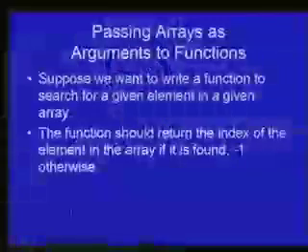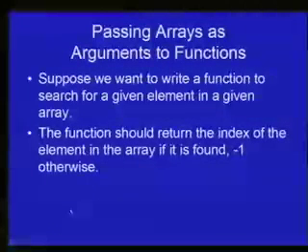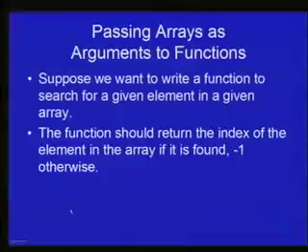So what we want to explore next is what happens when arrays are passed to functions, and how do we define such functions, and how do we call such functions, and so on. So let's take a very simple example. Suppose you want to write a function to search for a given element in a given array. So let's say we are given an array of integers, and we are given the number of elements in that array, and we are given a particular value, and we want to search in the array for that value. If the array contains that value, then this function is supposed to return the index in the array at which that value is present, and if that value is not present anywhere in the array, then the function should return -1.